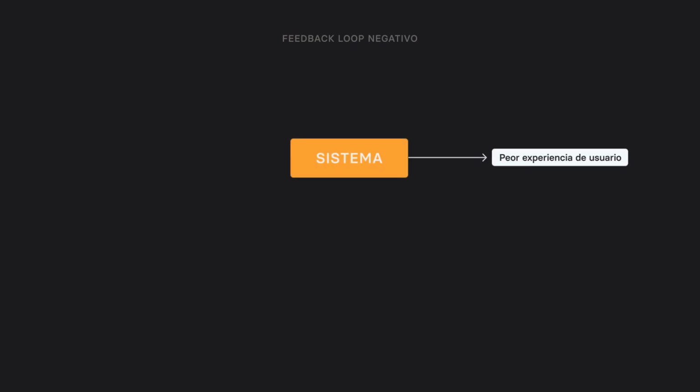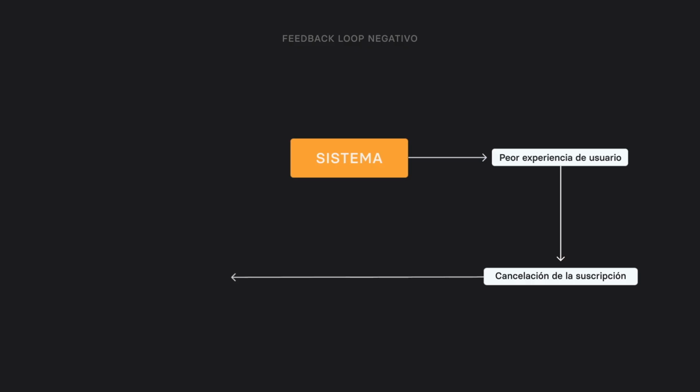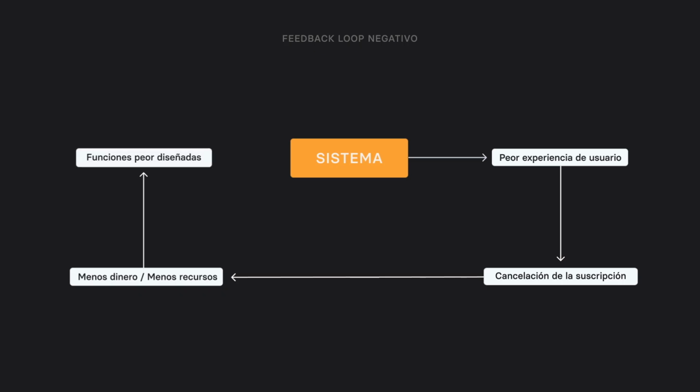But feedback loops can be negative too. For instance, poorly designed features can make the user experience more difficult, which causes customers to cancel their subscriptions. Fewer subscriptions means less resources available for the company, which means they might need to cut corners in their product development process, which might result in poorly designed features.